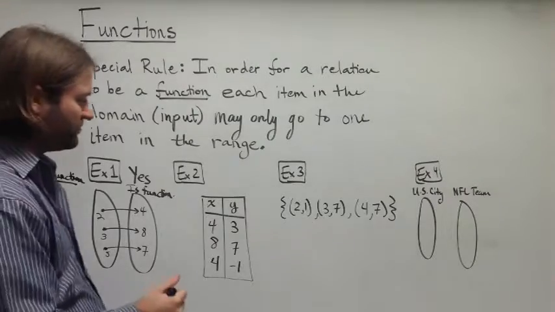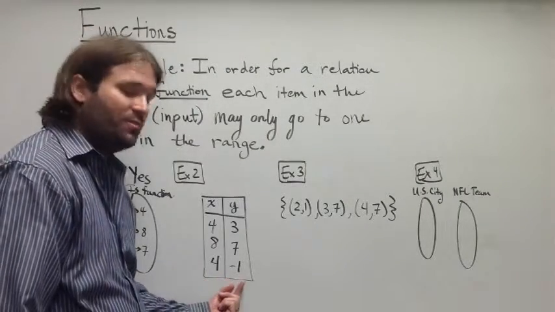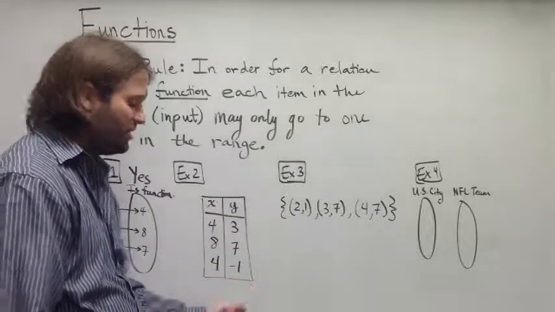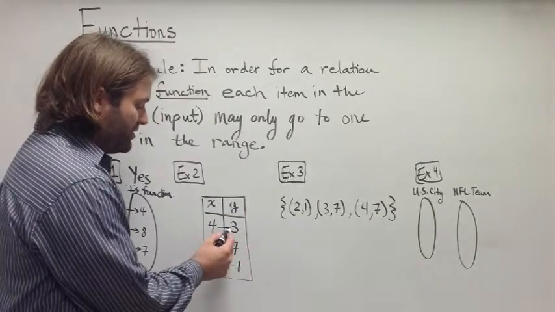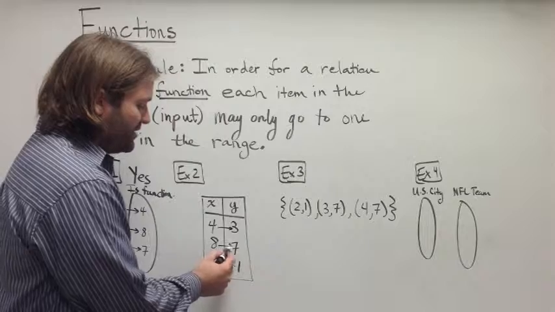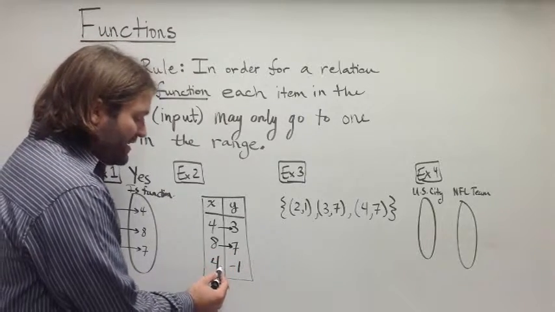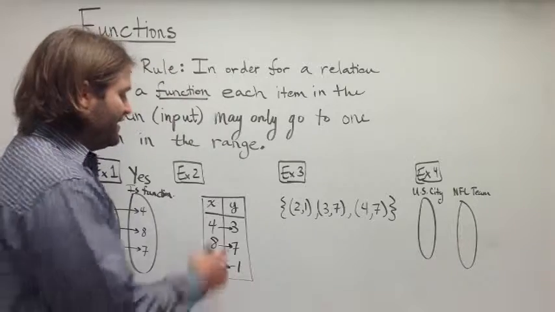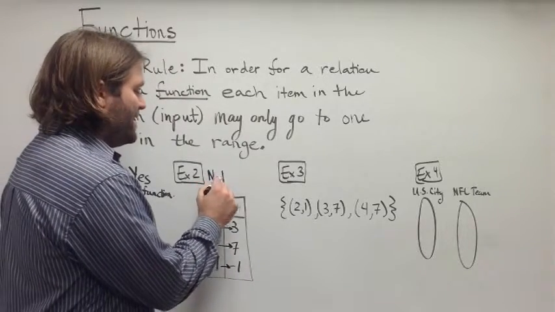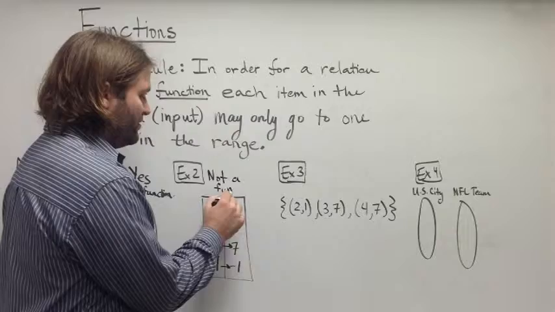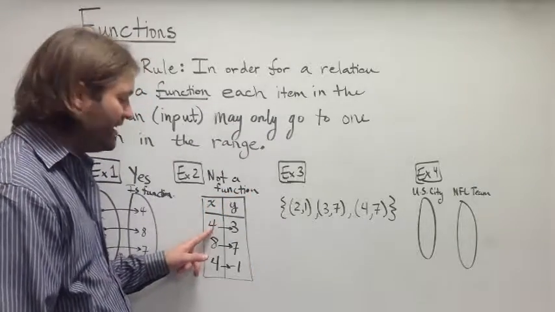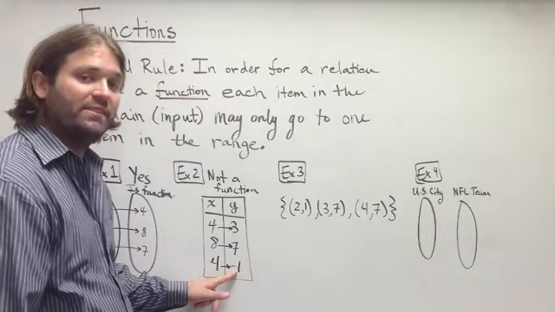In example 2, we have our x values in the domain and our y values in the range. Notice that 4 goes to 3, which is okay, and 8 goes to 7, which is okay, but here 4 is also mapped to -1. In this case, this would not be a function. The reason is that this item, 4, in the domain, is being mapped to 2 places.